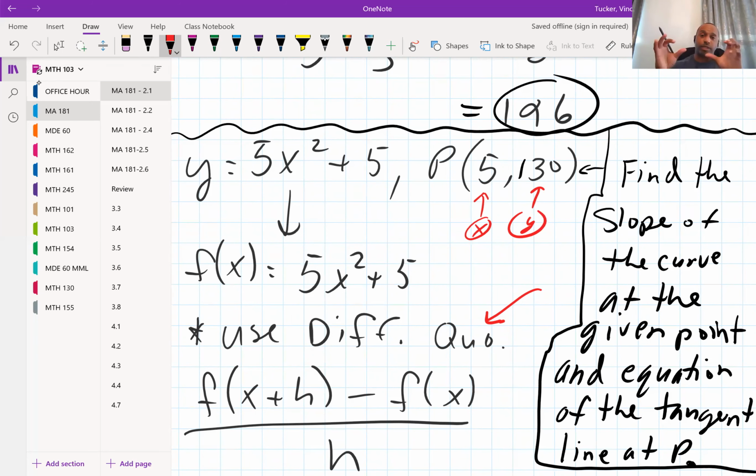And notice we're using parentheses instead of those brackets. The bracket was an interval, x1, x2. This is the actual point on the Cartesian coordinate plane, which is x and y. All right. So we can go ahead and use our difference quotient. Start off by using our difference quotient.